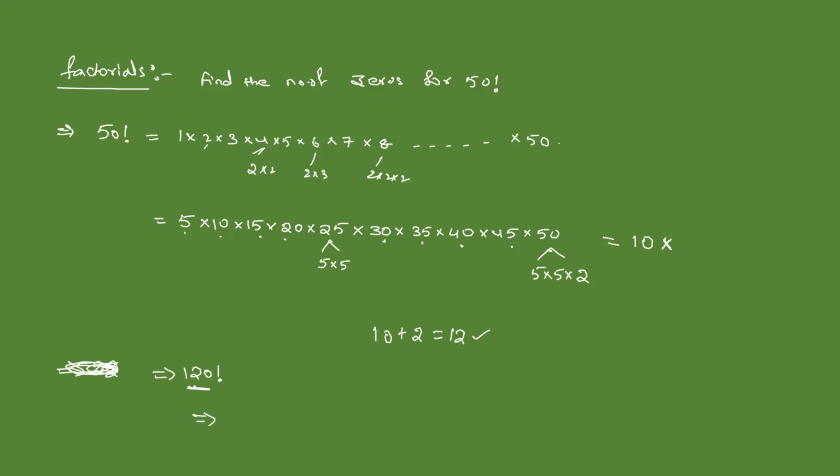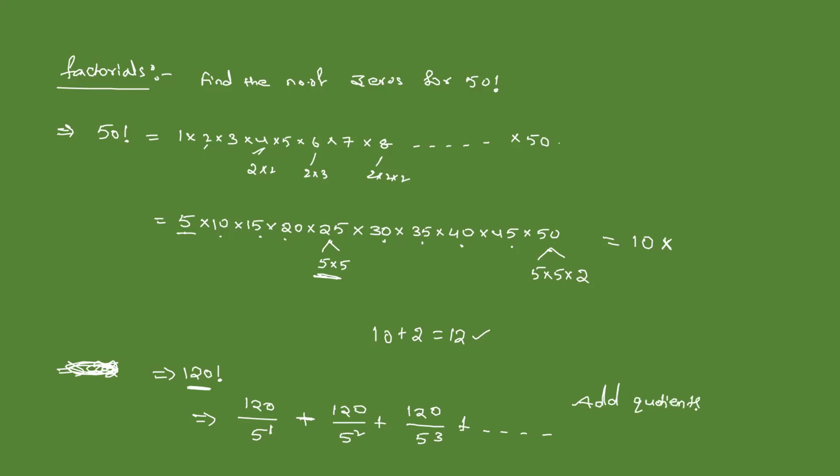Add their quotients. That means 120 by 5 power 1, plus 120 by 5 square, plus 120 by 5 cube. Why am I going with the powers of 5? See here, 5, 25. In 25 we will have 2. 5 cube means what? 125. In this we will have 3, in this manner. So we will do it this way and add the quotients.